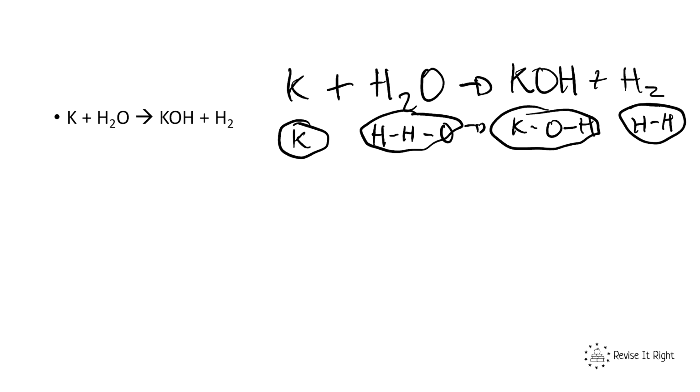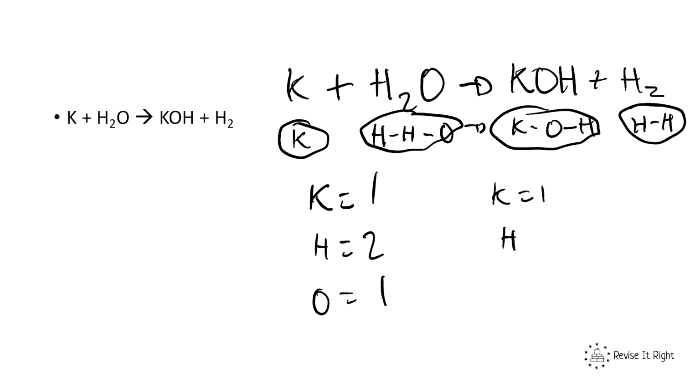And now let's count out what we've got. So K equals 1, H equals 2 and O equals 1. On this side, K, there's 1. O, there's 1. H we'll do next because we'll put them the same, both sides. H is 3 and O is 1. So you can see here we've got 1 potassium on both sides. They're balanced, but the hydrogens aren't balanced. So we've got 2 here and we've got 3 here. So we need to somehow get closer to 3 there.